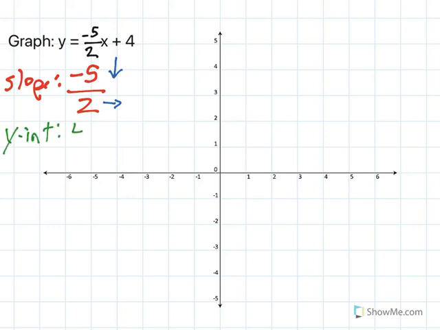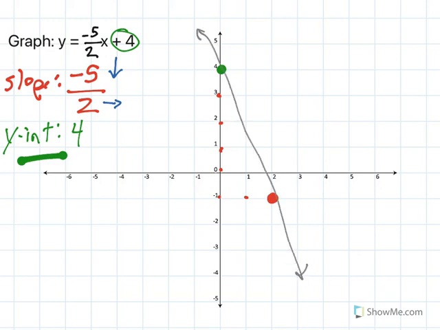And then my y-intercept is a positive 4, the number all by itself. So positive 4, y-axis, that's where I start. Up 4. Then, going back to my slope, I'm going to go down 5. 1, 2, 3, 4, 5. And over 2, 1, 2. So there's my next point right there. I draw my line through those 2 points, put arrows on the end because this goes on forever. And I have graphed using slope-intercept form.